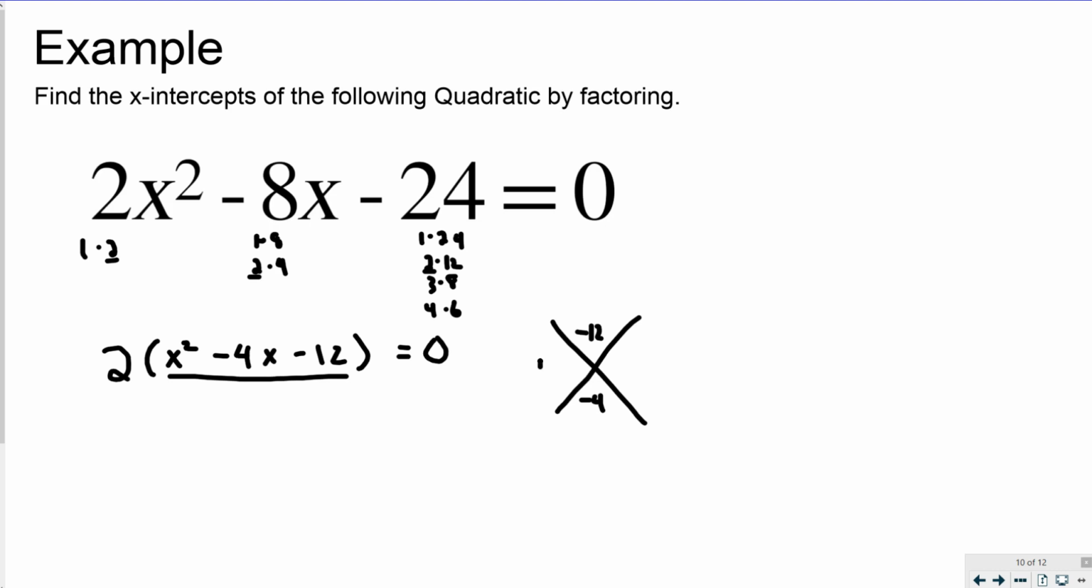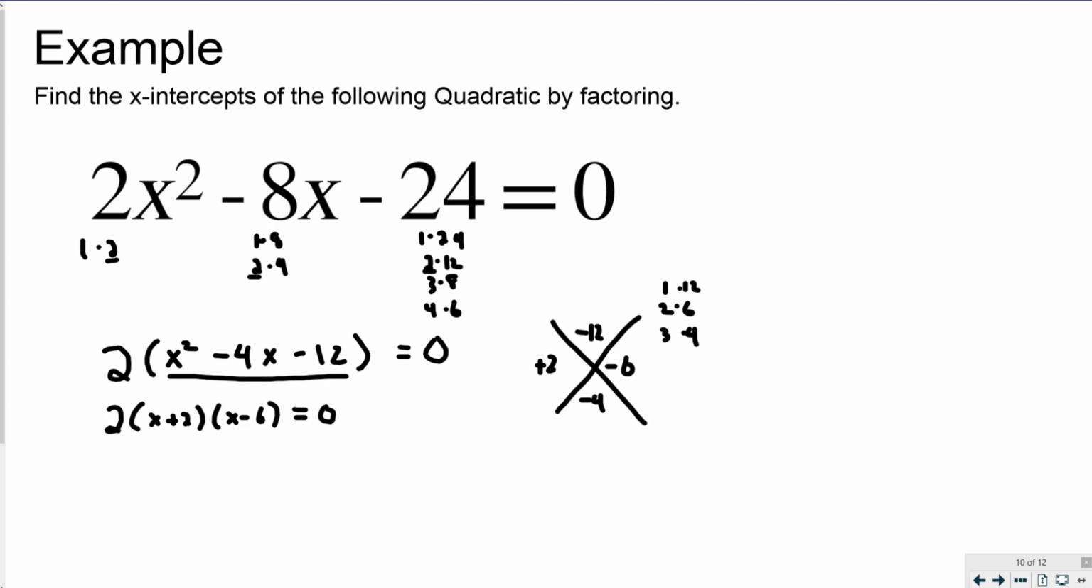So negative 12 means that I'm going to have a positive and a negative. And the factors of 12 are 1 and 12, 2 and 6, and 3 and 4. So I'm looking for two numbers that differ by 4 when they are subtracted, since one of them is negative. But it's got to be negative 4, so the bigger number needs to be negative. So 2 and 6 are the choice that I am going to make. So that allows me to write the expression as 2 times x plus 2 times x minus 6 equals 0.